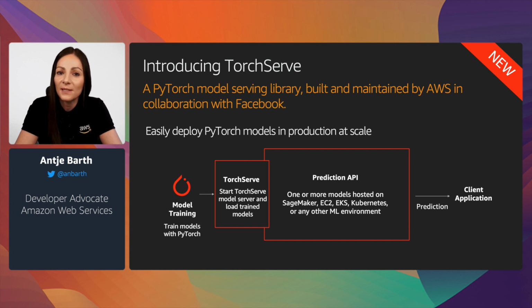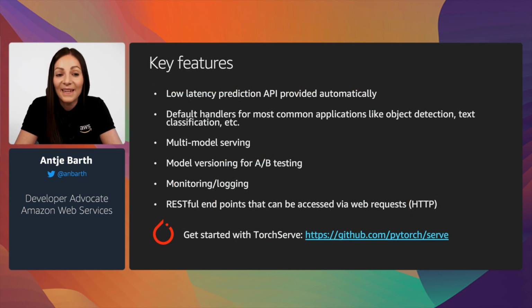And this helps you to easily deploy your models in production at scale, either hosted on SageMaker, EC2, EKS, Kubernetes, or any other machine learning platform. It comes with a lot of features. For example, you can do multi-model serving, and you can do model versioning for A/B testing. It has extensive capabilities for monitoring and logging, and basically provides you with a low latency prediction API. So if this sounds interesting to you, feel free to check it out at the link I've shared here.